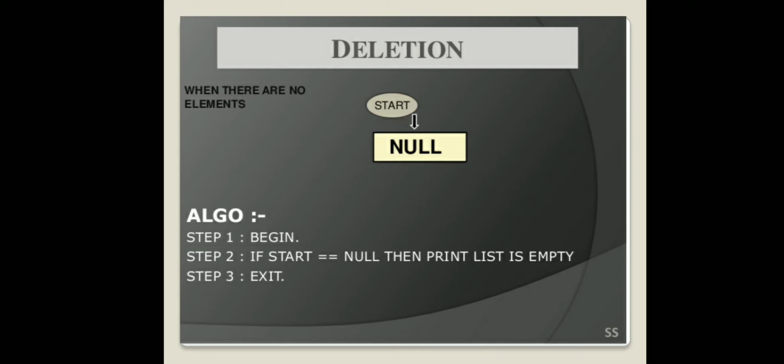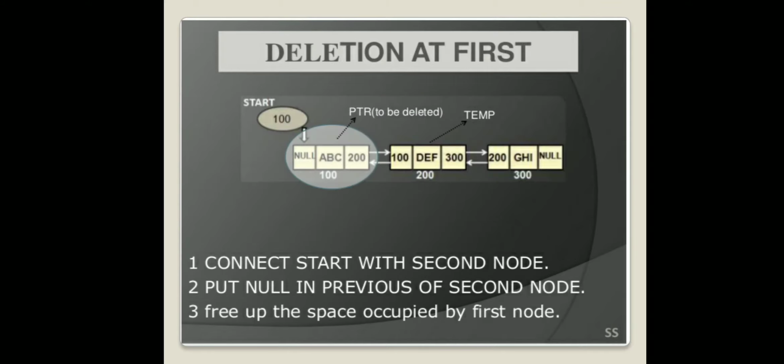If you want to delete a node, there are three operations which can be performed here. You can delete a node at the beginning, at the last, and at a given position. The algorithm: step 1 begin, step 2 if start equal to null, then print list is empty. It shows that if the start is empty, there are no nodes in the linked list, so it is impossible to delete the node, and we have to exit.